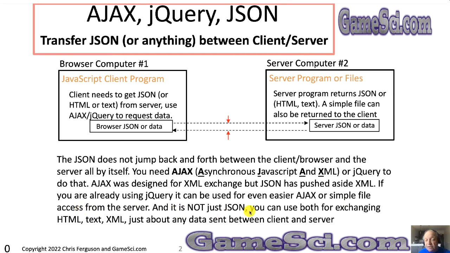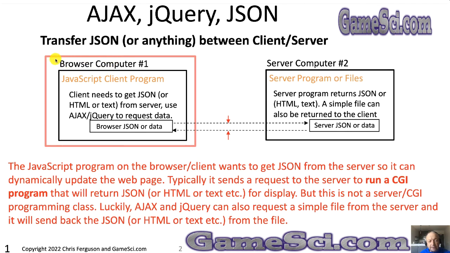But it's not just JSON. I want to make this clear. You're not limited to sending JSON back and forth. If you want to send HTML back and forth, you can do that. If you want to send plain text back and forth, you can do that. You can send images back and forth. You can send anything you want back and forth using AJAX or jQuery.